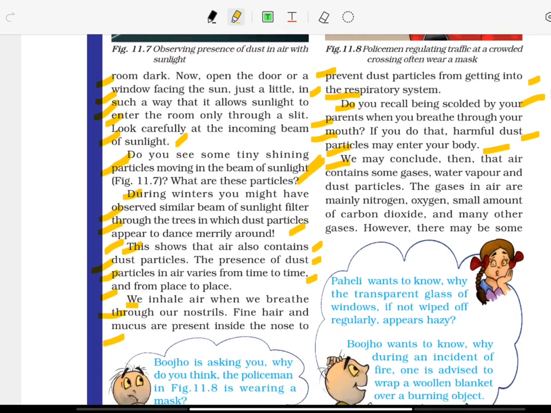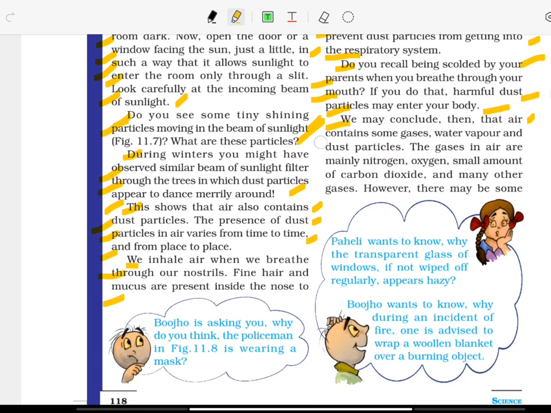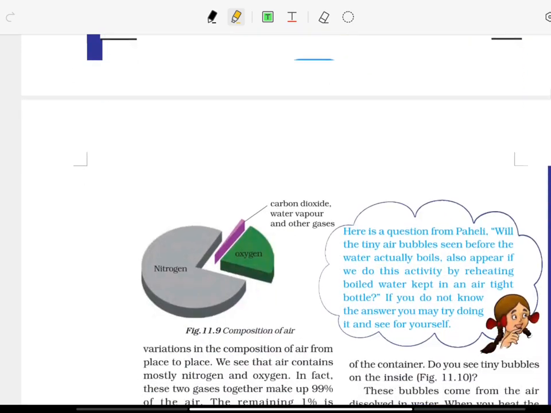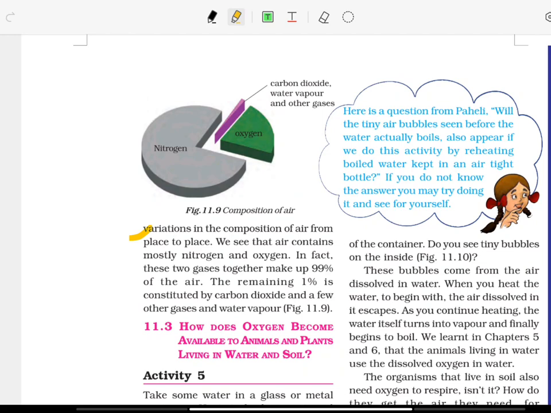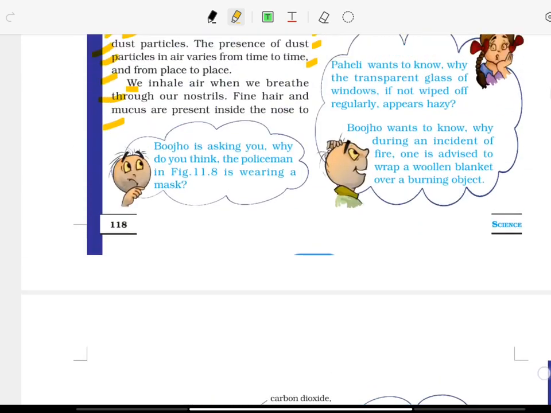We may conclude that air contains some gases, water vapor and dust particles. The gases in air are mainly nitrogen, oxygen, a small amount of carbon dioxide and many other gases. However, there may be some variation in the composition of air from place to place. We see that air contains mostly nitrogen and oxygen. In fact, these two gases together make up 99% of the air. The remaining 1% consists of carbon dioxide, a few other gases and water vapor.